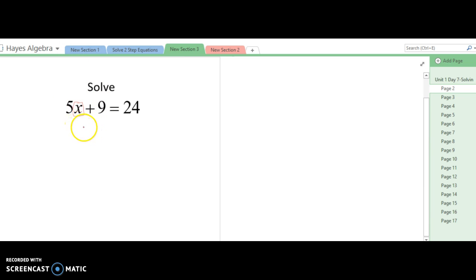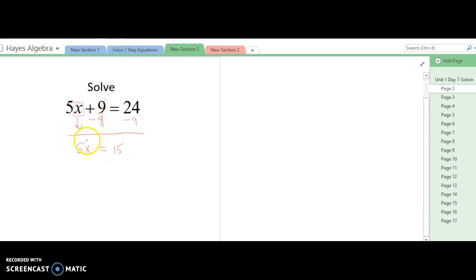Which one do I undo or get rid of by addition or subtraction? That would be the 9. So how do I get rid of it? Since it's positive and it's linked by addition, I'm going to subtract it. I'm going to go to the other side of the equal sign and do the same thing. I bring down the 5x, the 9's eliminate, equals 24 minus 9 is 15.